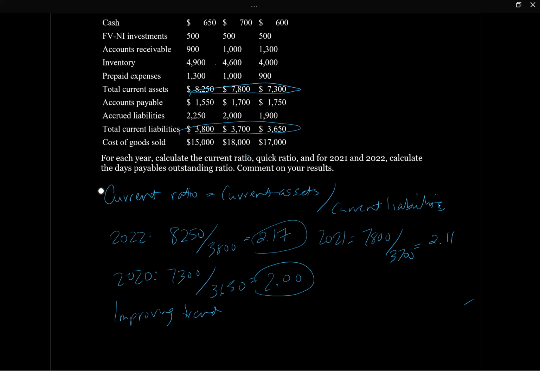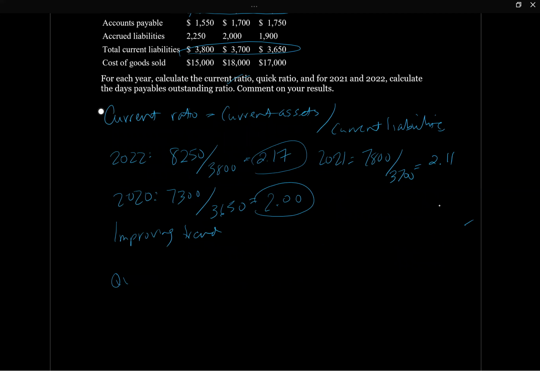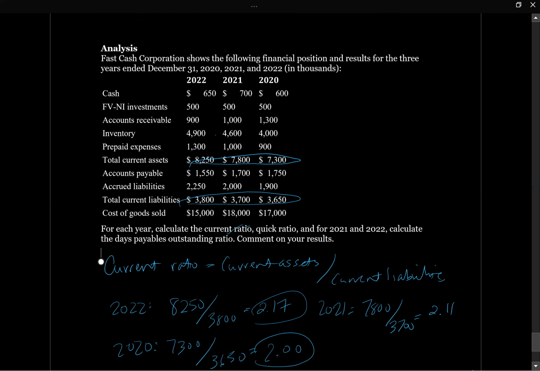All right, so that's the current ratio. What about the quick ratio? So the quick ratio is where we're going to take our quick assets divided by our quick liabilities. What does that mean? It means they're easy to convert into cash. So let's take a look at what that means here. We've got cash, clearly that counts, investments, accounts receivable, but inventory and prepaid expenses, those are going to take more effort to convert into cash.